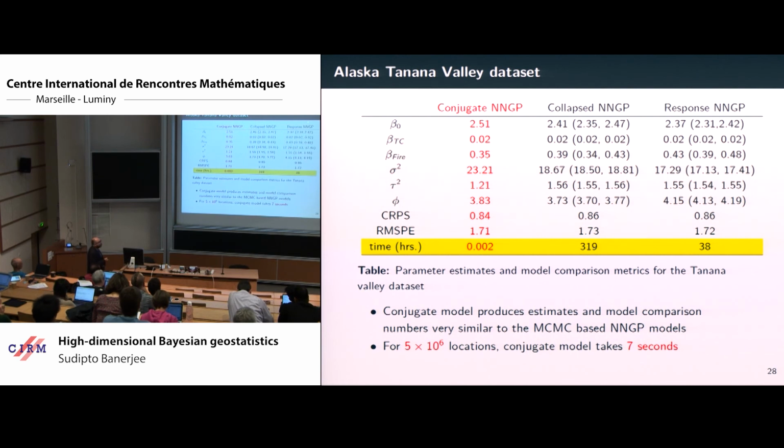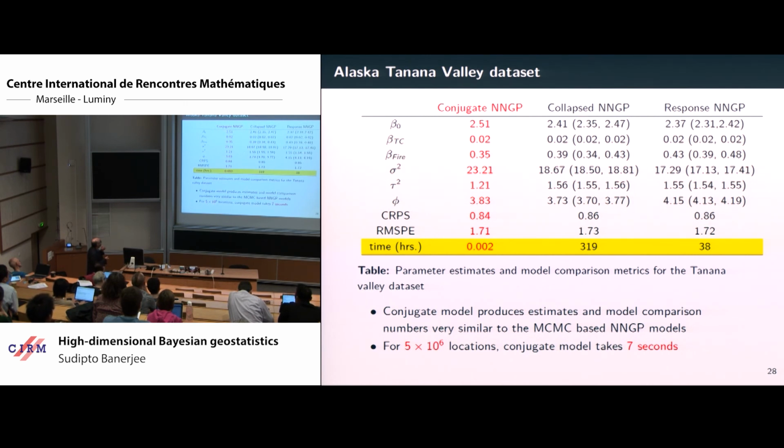If you go to the response NNGP, where the latent process is lost, you get pretty much robust inference, almost, and you can do that in 38 hours for these parameters. If you go to the conjugate NNGP, by the way, you can still get these credible intervals for all of these except for the phi. The phi is optimized and fixed through that cross-validation algorithm. But everything else, you have the credible intervals.